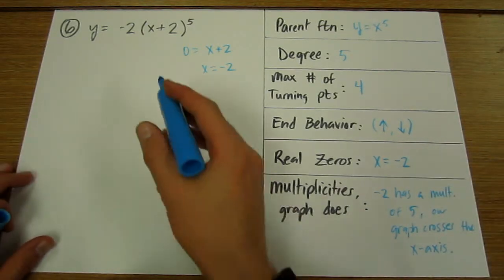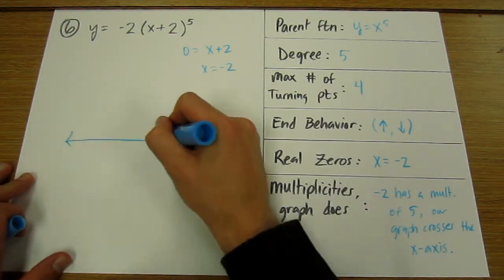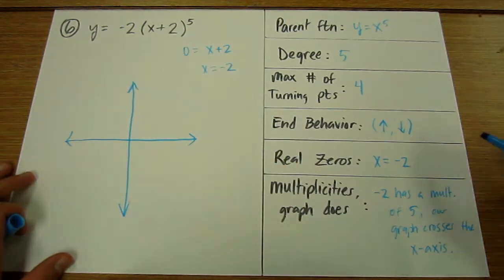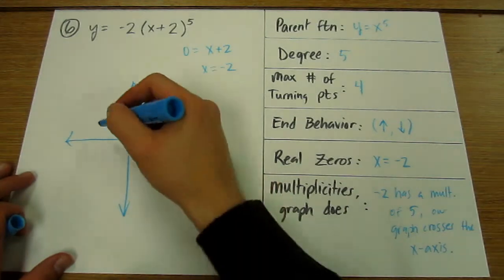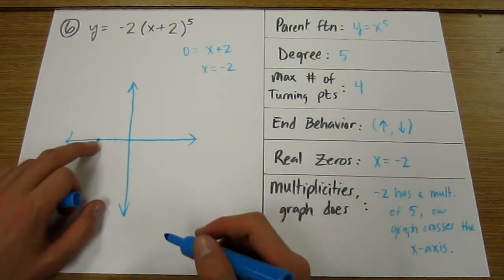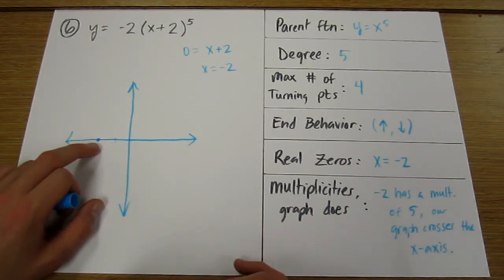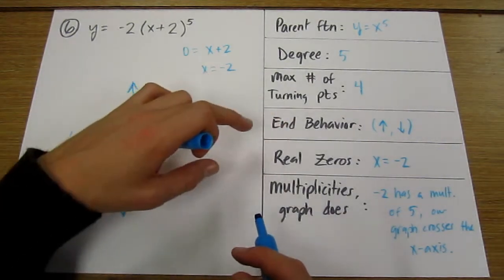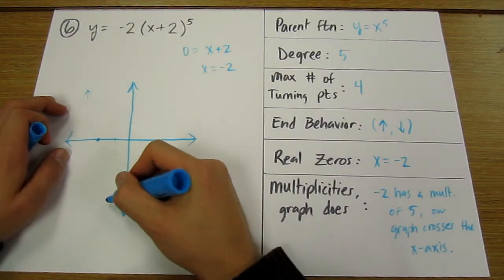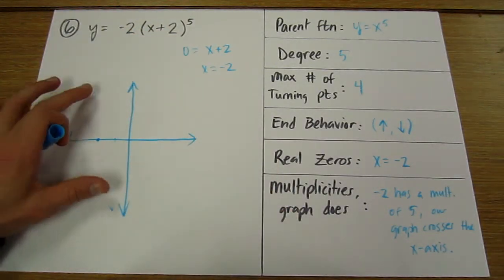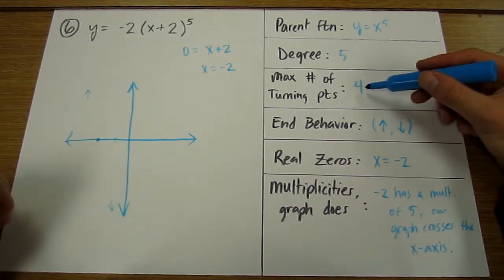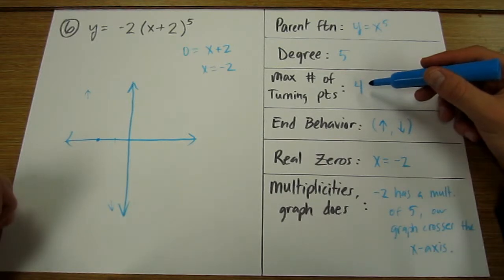Okay, so sketching our graph based on all of this information is pretty easy. First thing that we look at is our zeros. So here at x equals -2, that's going to be an important point. So put a dot there at x equals -2. And then we have to look at our end behavior. To the left we are going up, and to the right we are going down. These kind of could change depending on what happens, and we could have a maximum number of 4 turning points.